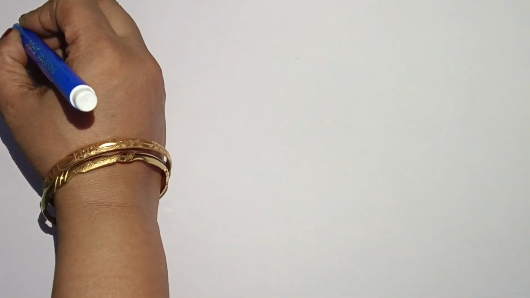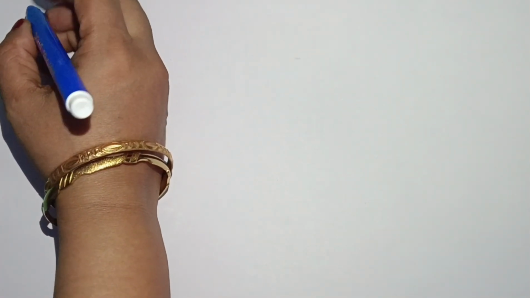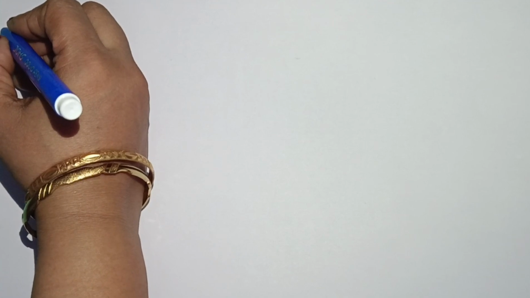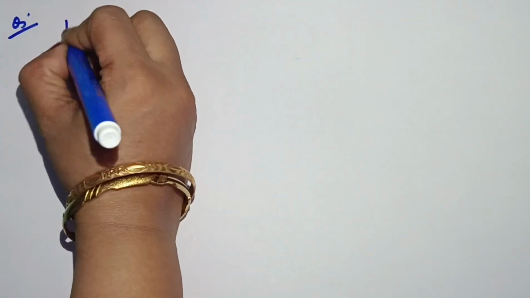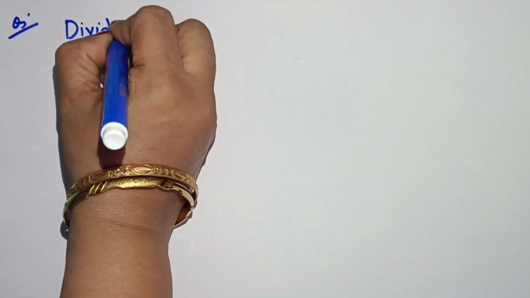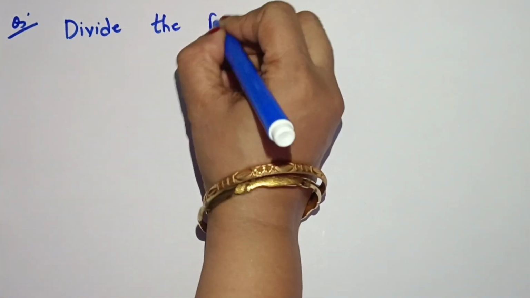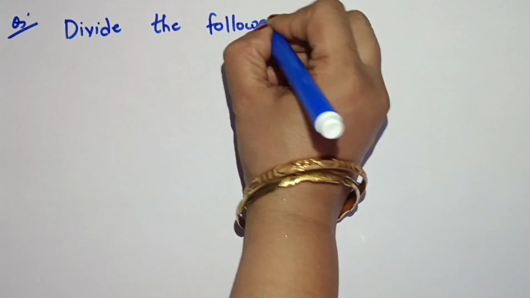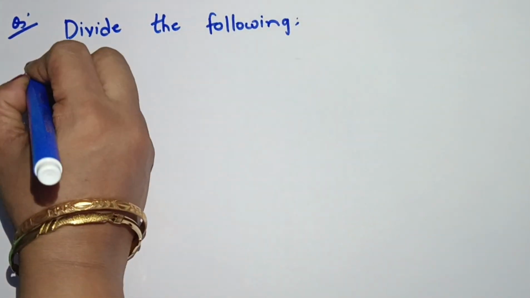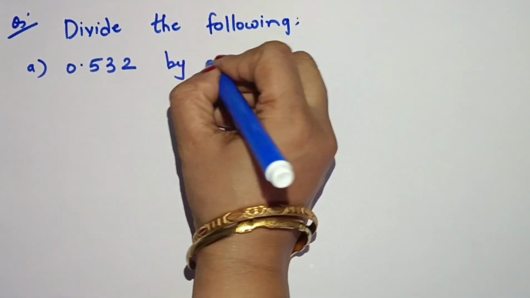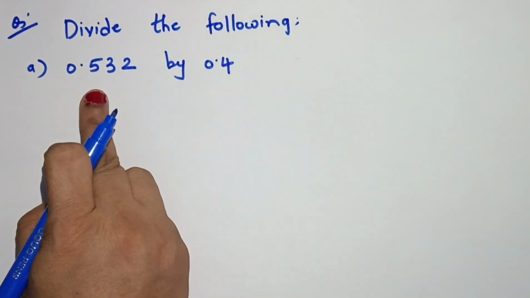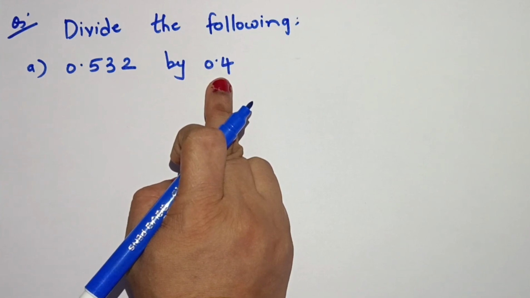Now let's see few sums how to divide a decimal by another decimal. As you know, practice is very important. Practice makes man perfect. Fine. So now let's see. Divide the following. First sum, 0.532 by 0.4. A decimal number is divided by another decimal number.